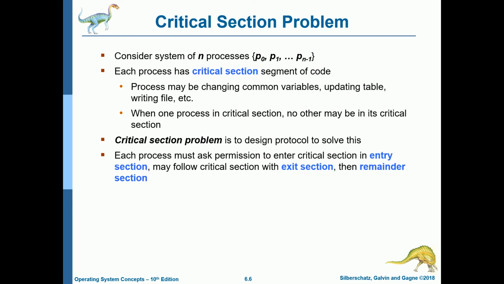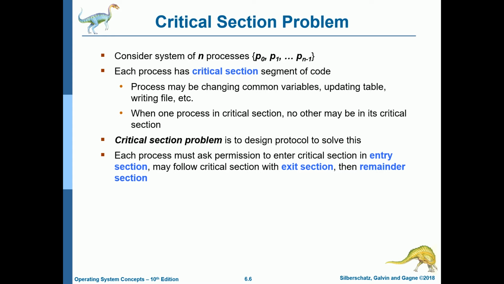Now, an important feature of the system is that when one process is executing its critical section, no other process is allowed to execute in its critical section. That is, no two processes are executing in their critical section at the same time. The critical section problem is to design a protocol that the processes can use to synchronize their activity. This is to allow them to cooperatively share data.